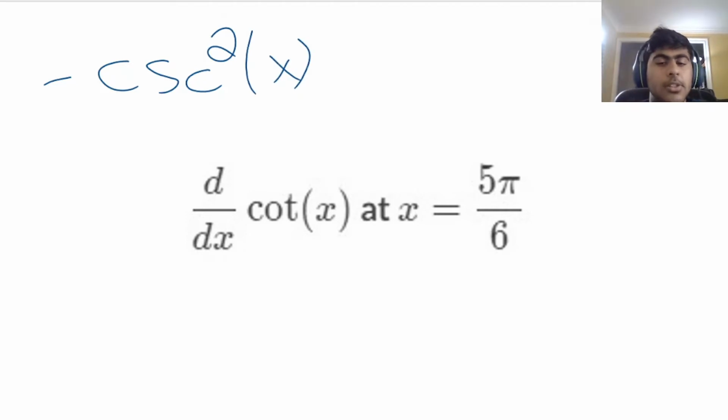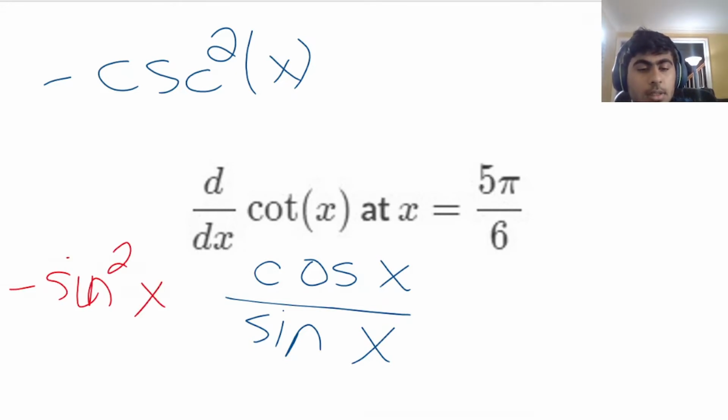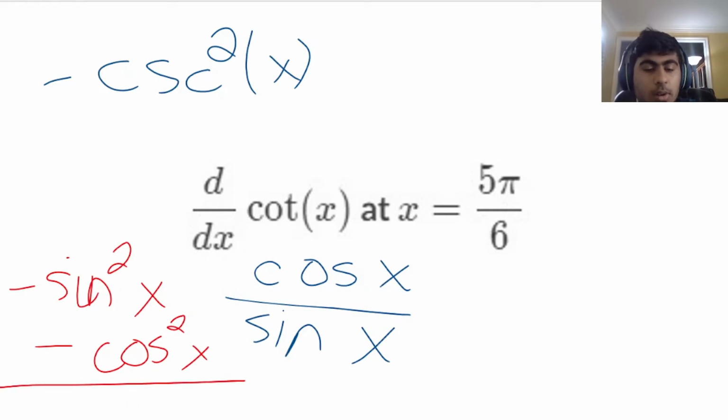But we are going to actually just go through the way it's supposed to be gone through, which is transform it into cos x over sine x, and then use the quotient rule. So if we did that, we'd end up with derivative of high times low minus derivative of low times high. So that would be negative sine squared x minus cos squared x, all over sine squared x.